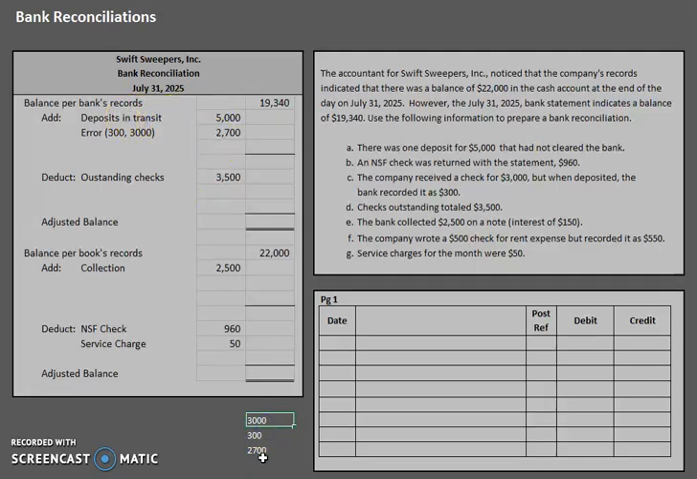Now, other methods of taking a look at this, some people put the error for 300, the end result that they want at the bottom, and then they figure out what changes need to be made. So let's try applying that to our next one. Here on F, the company wrote a $500 check for rent expense but recorded it as $550.